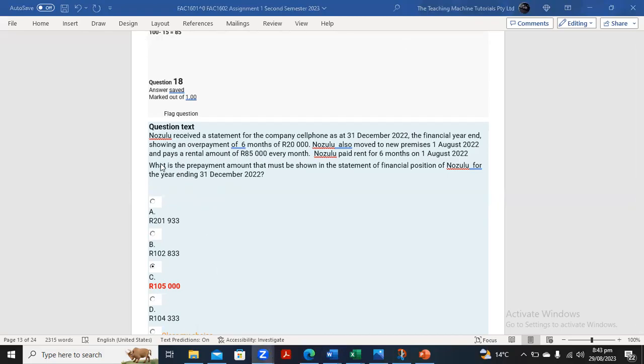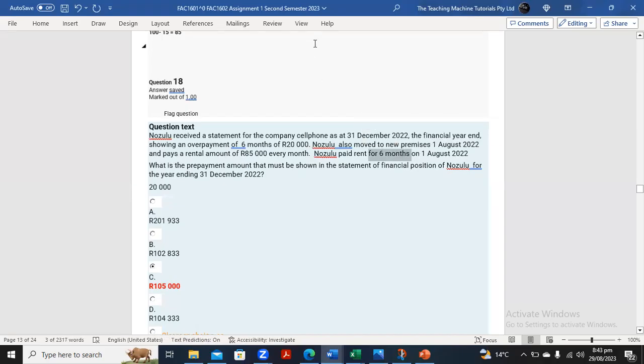Okay, I was saying that there was a 6 months overpayment of 20,000. So 20,000 will be considered as number one, prepaid expense. Number two, she moved into a new premises on the 1st of August and paid 85,000 rands per month. So we count from August to December, it's 5 months. She made a payment of 6 months.